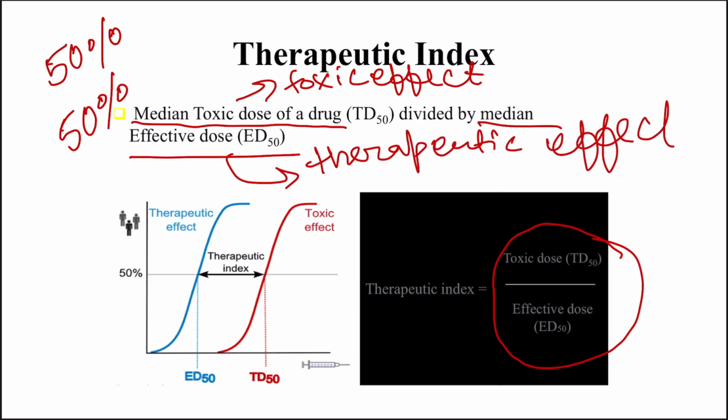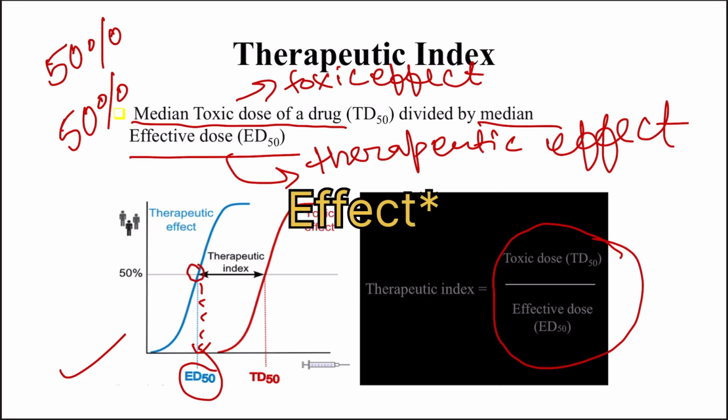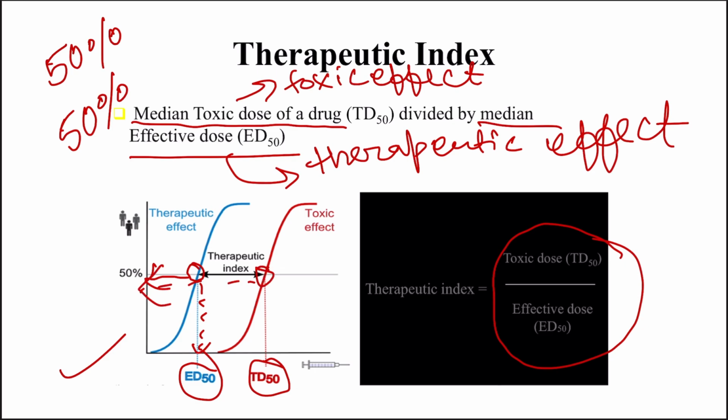So in the graph which is present below, you can see this dose is ED50, because it is producing the effect in only 50% of the population. As soon as we keep on increasing the dose, it reaches TD50, that is the dose at which we can see the toxic effect in 50% of the individuals. So this is TD50 by ED50, that is the therapeutic index, which is actually the measurable quantity relating to the therapeutic window.